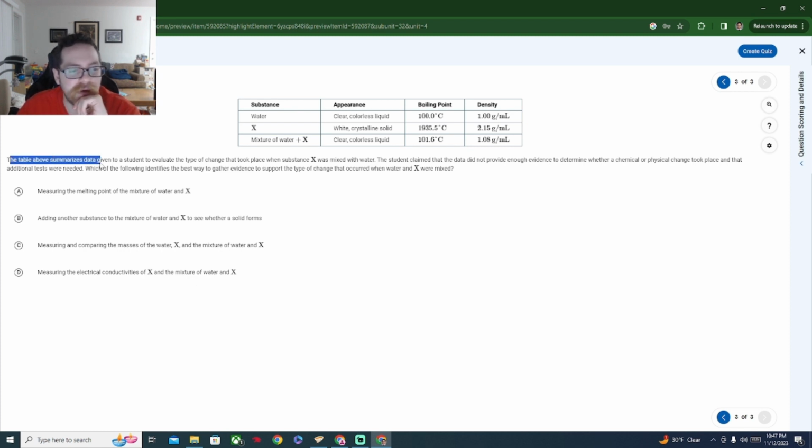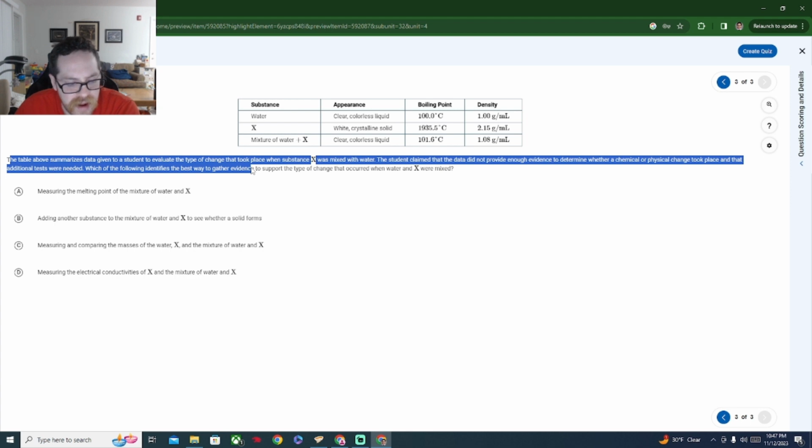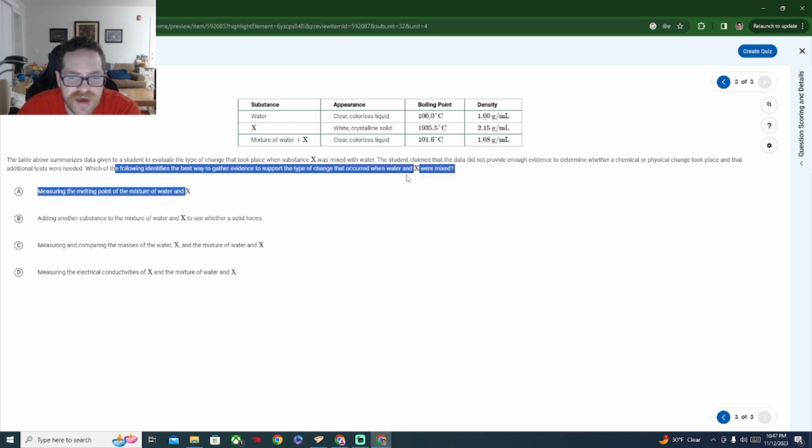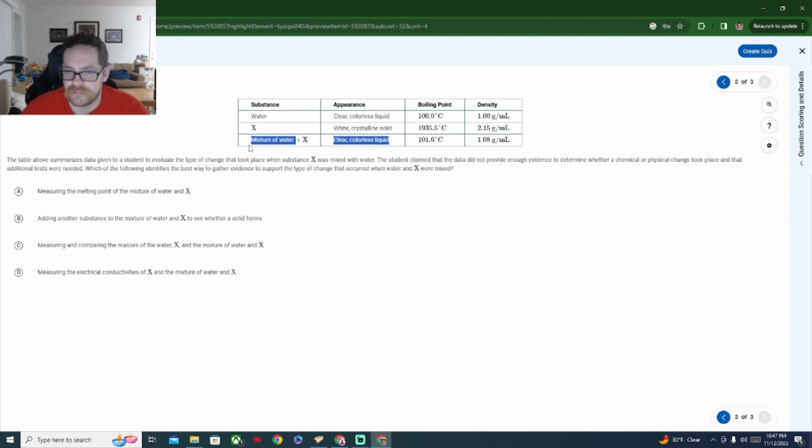A table above summarizes data given to a student. Which of the following identifies the best way to gather evidence to support the type of change? So, substance X, white crystalline solid. Mixture, clear colorless liquid. Let's look at our different options. Measuring the melting point. It's dissolved in water. It's a clear colorless liquid. It is unlikely to significantly change the melting point.